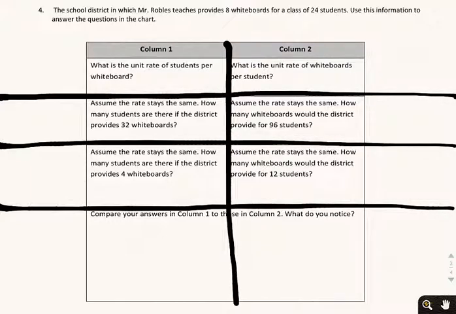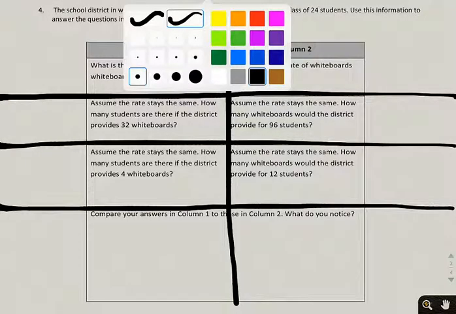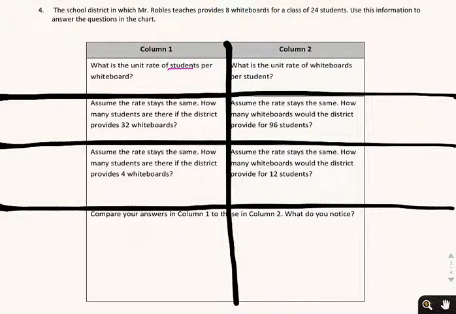Okay. So what's the unit rate of students per whiteboard? So on the left-hand side here, it's important to note that when they say students per whiteboard, and I'll use S for students and W for whiteboard, the rate is actually going to be S over W. So with that in mind, consider this. We were told that there's 8 whiteboards for 24 students. So to continue our rate, that would be 24 students for every 8 whiteboards.